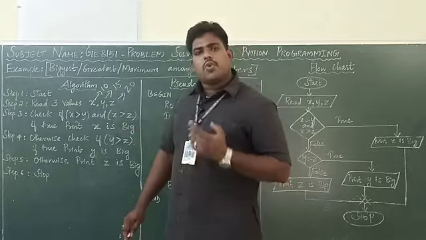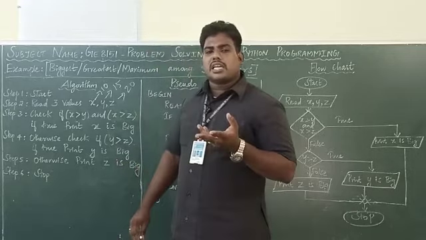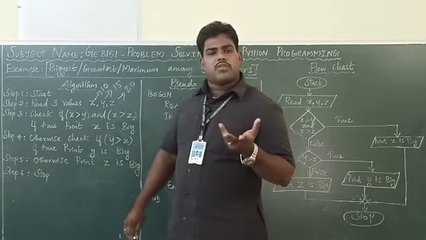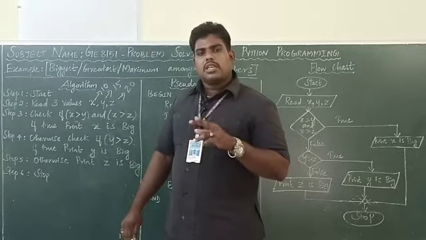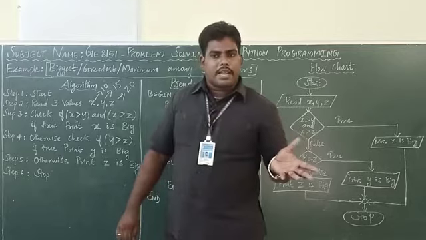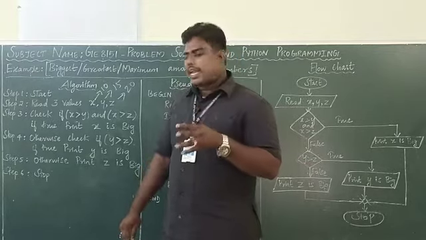What's the next step? You want to compare. For comparing, we are using the selection control flow. In the building blocks of algorithm, I told you about selection control flow. We are checking a condition. If the condition is true, one particular action will be taken. If the condition is false, we will take another action.